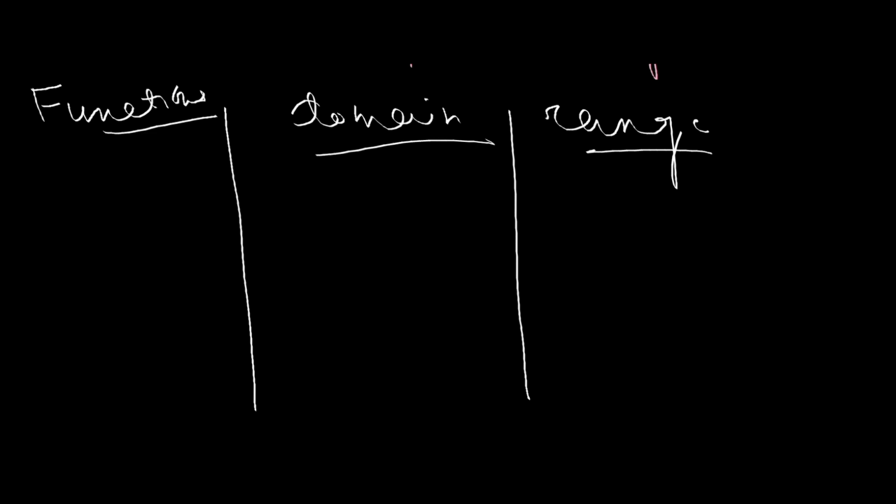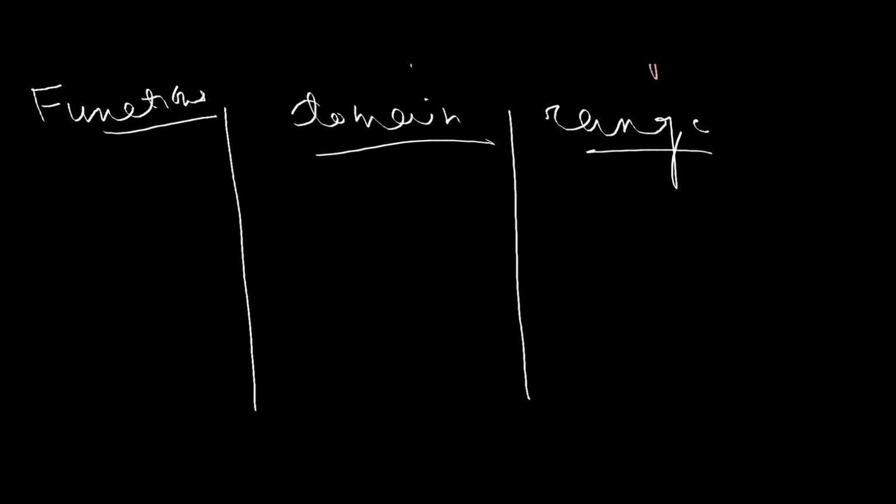So the first one is sine x. Sine is a trigonometric function. Let me make a table over here. This is the table. This is function, this is domain, and this is range. We all know about domain and range. Domain is the independent variable in the function, and range is the dependent variable in the function. Domain is the input, range is the output. We have talked about this in detail in our functions video.